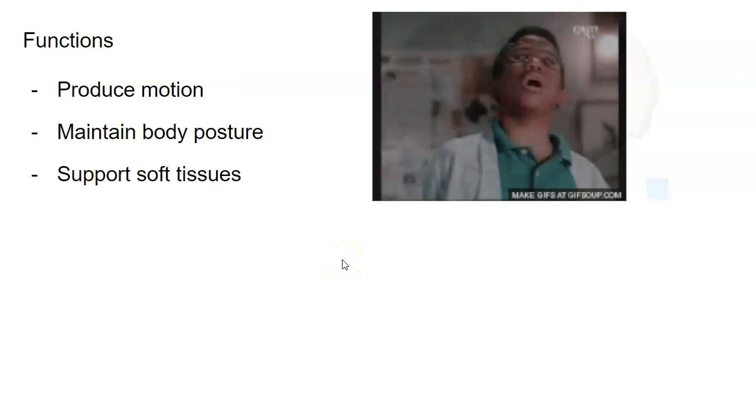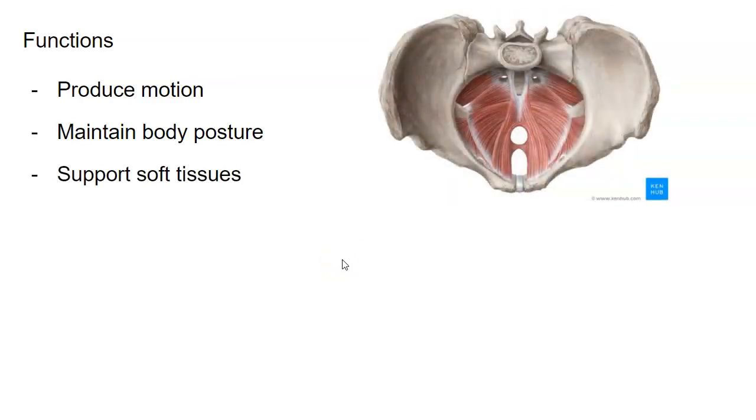Muscles also support soft tissue. What I mean by that is, like your abdominal wall keeps your viscera, or your visceral organs, from falling out anteriorly. We also have a group of muscles that together makes up what's called the pelvic floor, and that keeps your visceral organs from sort of falling down, if you will.